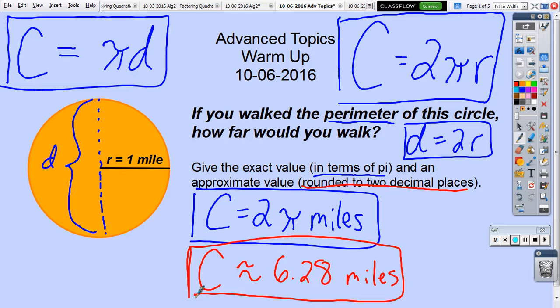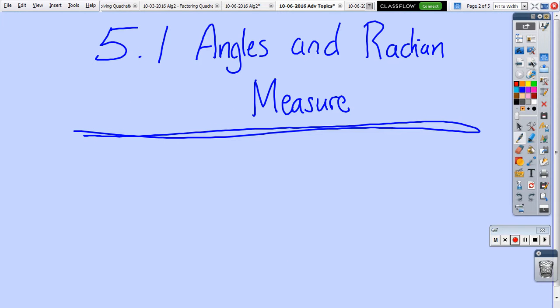Okay, so moving on. Today we're going to move on to chapter 5. We wrapped up basically chapter 1, and before that we looked at some trig. The first section of chapter 5 is a good one: angles and radians.